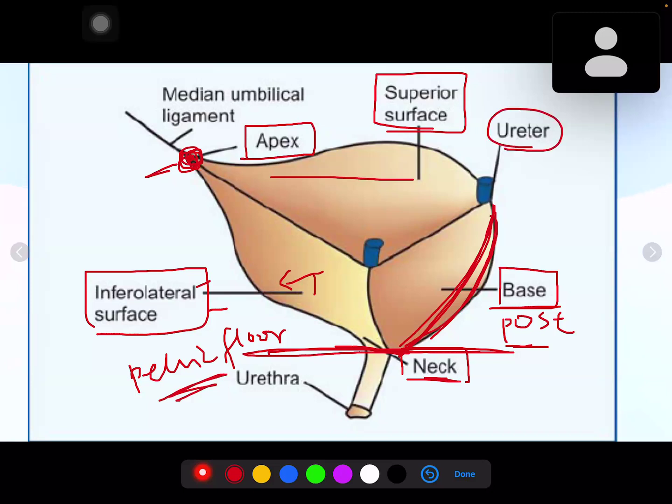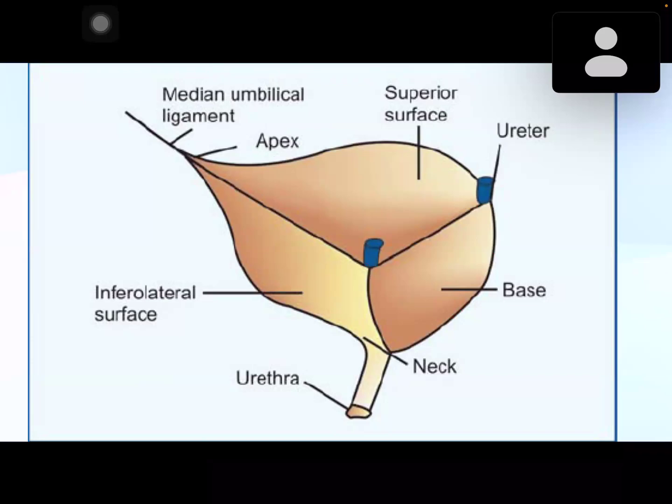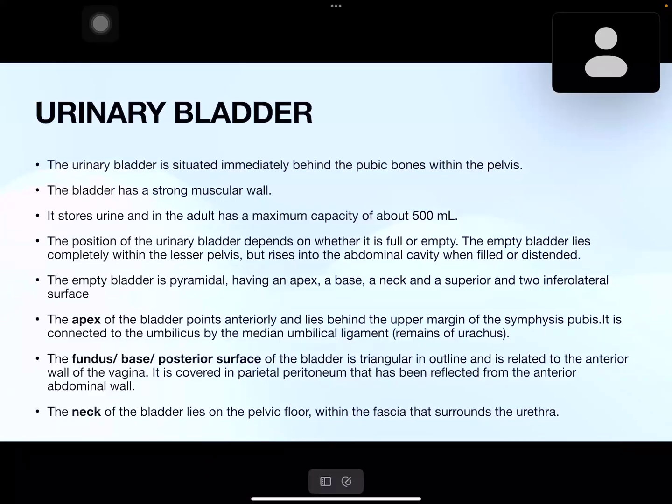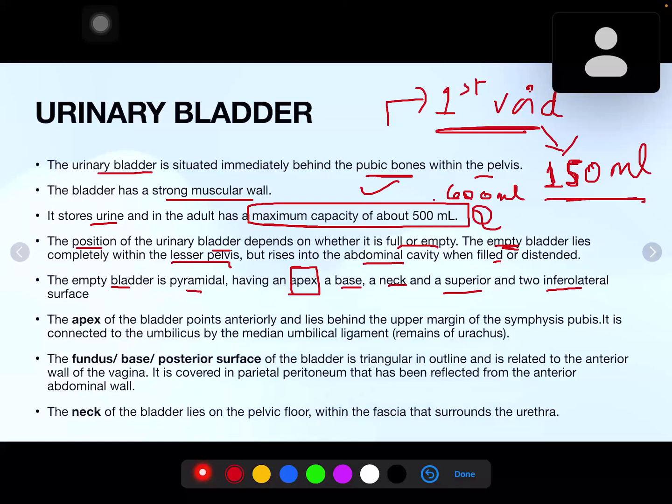And here the ureter is entering on one side and the other side, so both ureters enter the bladder. See the slide again. What were the parts of the bladder? Apex, base, neck, superior surface, infralateral surfaces.